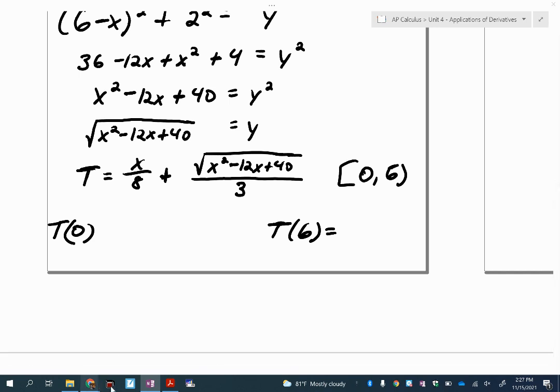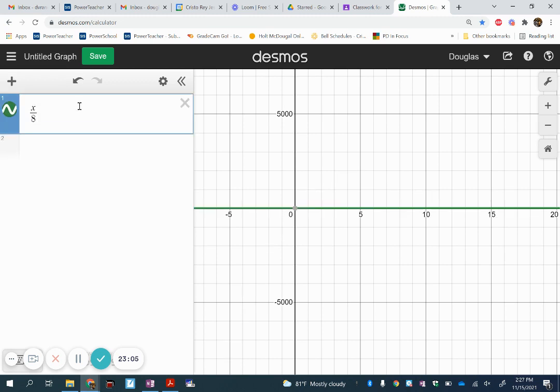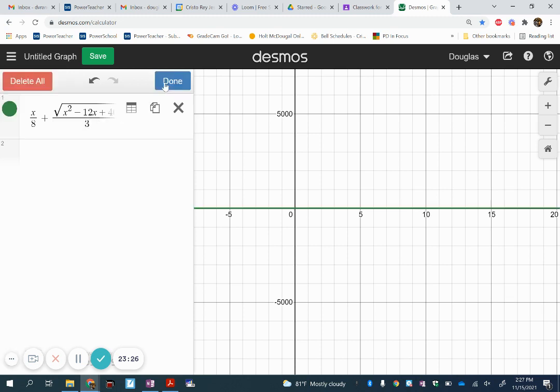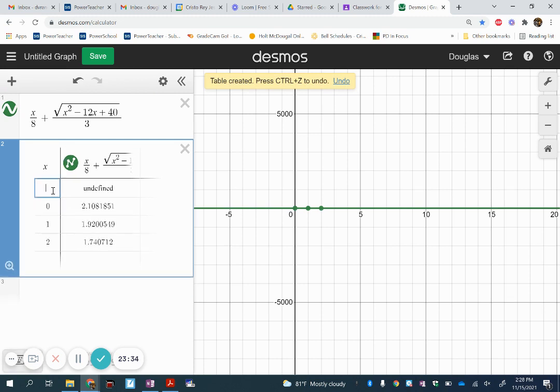So we have t equals, and I'm going to just type in after the equal sign, we have x over 8, and then plus another fraction, the square root of x squared minus 12x, I think it's minus 40, let me confirm, I think it might be plus 40, all over 3. I'm going to make a table, and I want to figure out what happens when my x is 0 and when my x is 6.